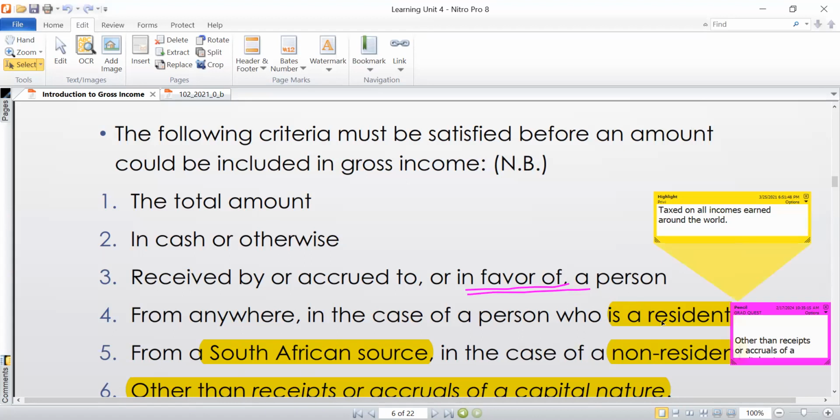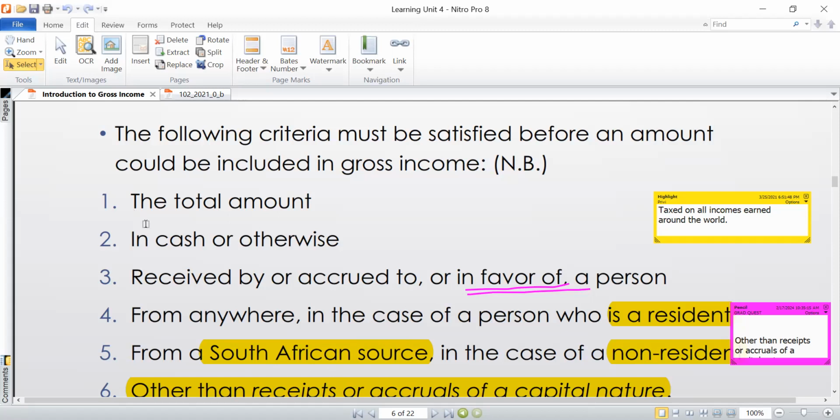So in other words, what that means is as a resident, you are taxed on all the incomes which you have earned around the world. And from a South African source in the case of a non-resident. Now, these two are not necessarily the elements of the gross income definition, all right?